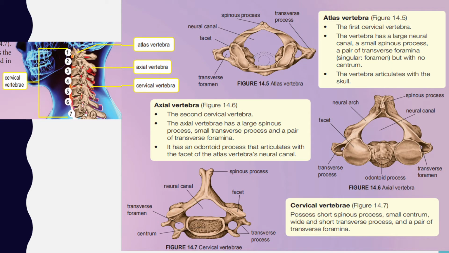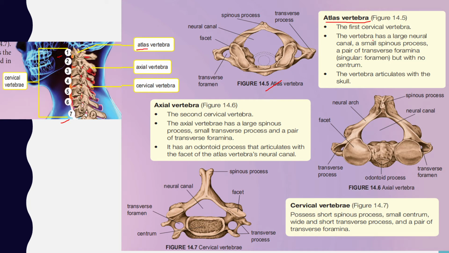Okay, next we are going to look into cervical vertebrae. There are 7 of them, starting from C1 and ending with C7. So the first two have specific names. If it is C1, it is also known as the atlas vertebra. Okay, atlas vertebra. So this figure 14.5 shows the atlas vertebra. That's the first cervical vertebra.